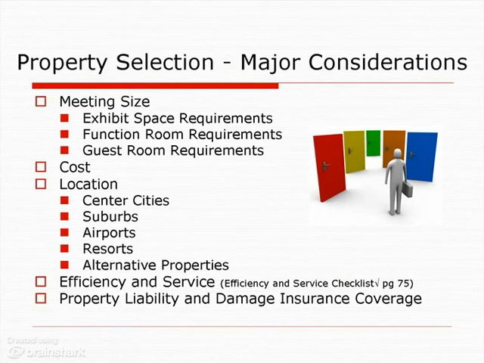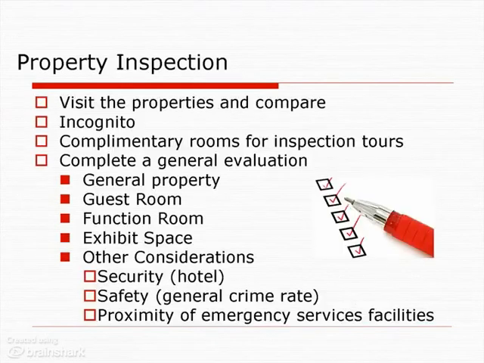Efficiency and service. There's a checklist in your book on page 75 about how to determine the efficiency and service of a site. Property liability and damage insurance coverage. So that's a major consideration also when you're determining what property you might select. Property inspection. You'll want to visit the properties to be able to compare them to each other. It's possible to plan a large meeting completely on the internet, and it can be done, but it's best if you can visit the properties and compare them yourself.